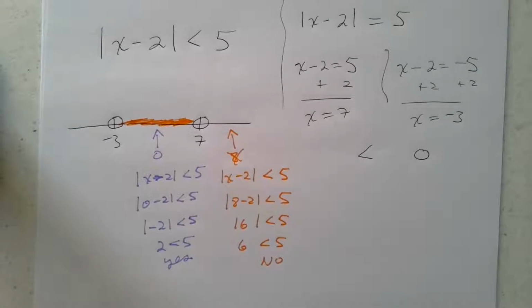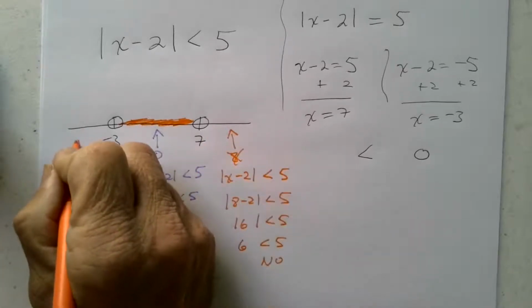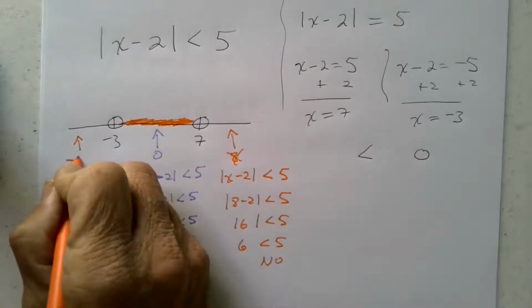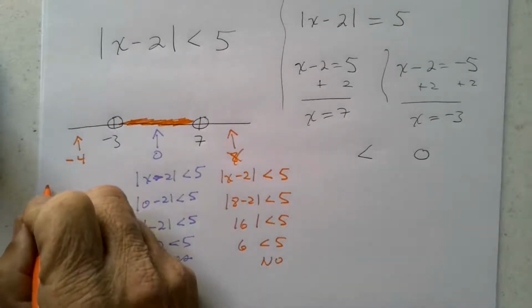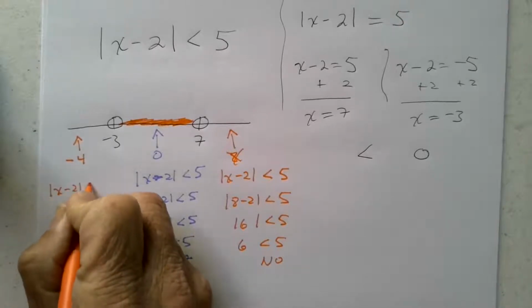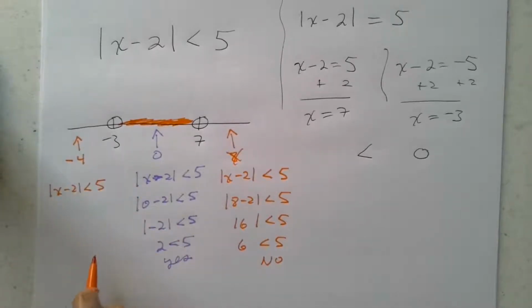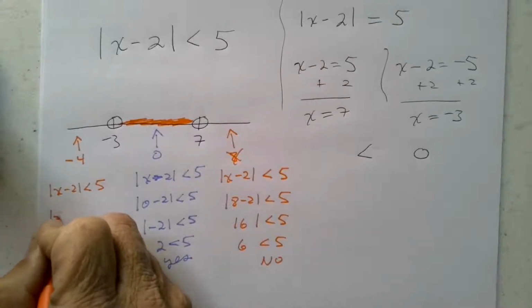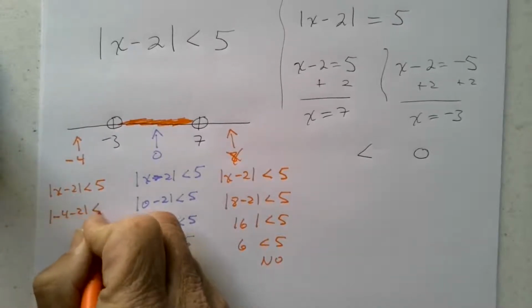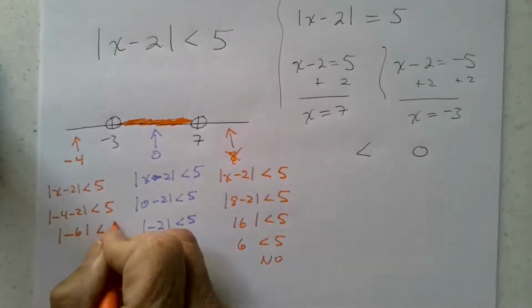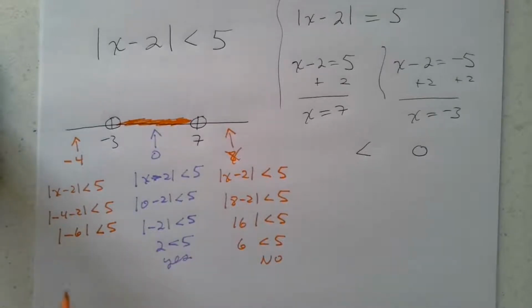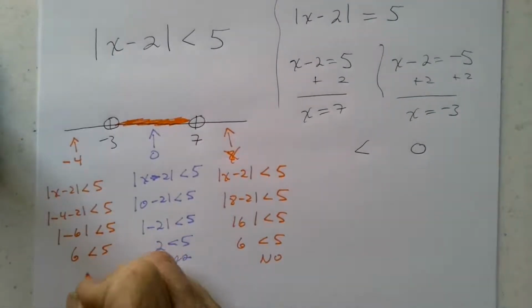Now beyond negative 3, to the left of negative 3, you could have negative 4, negative 5, negative 6, negative 7, negative 8. Anything you want to choose is fine. Maybe I will choose negative 4. So what is our question again? Absolute x minus 2 is less than 5. Let's plug a negative 4 in there. So absolute negative 4 minus 2 is less than 5. Is that true? Negative 4 minus 2 is negative 6. Absolute negative 6, is that less than 5? Absolute negative 6 is positive 6. Is positive 6 less than 5? No.